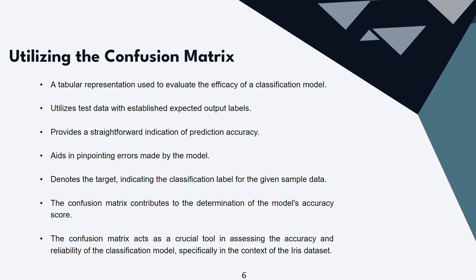In the context of the iris dataset, the first four columns represent the dataset's attributes. The fifth column denotes the target, indicating the classification label for the given sample data.